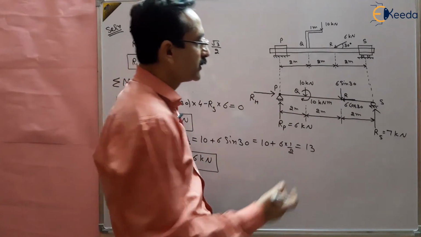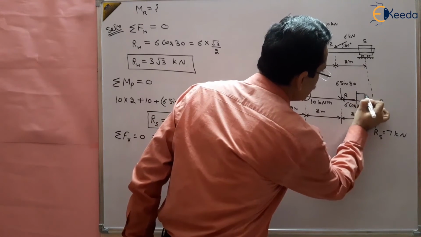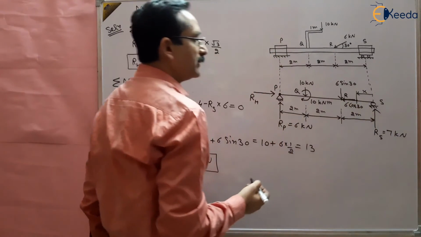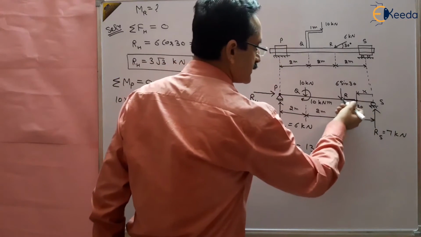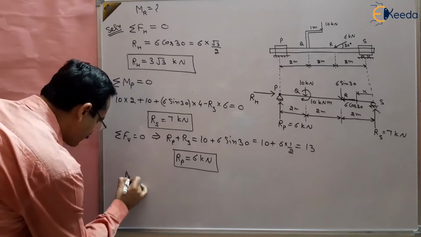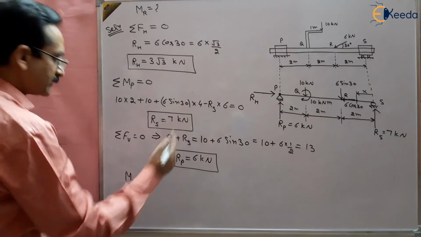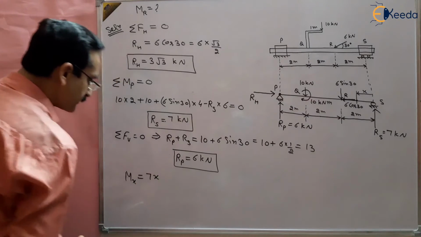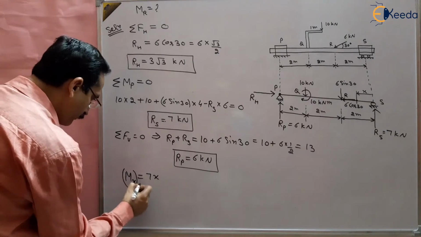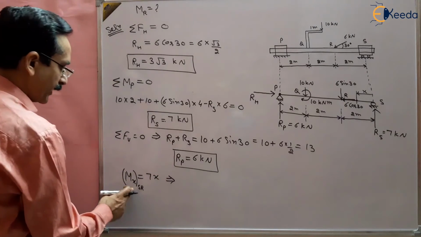Only a moment can affect the bending moment at that point. So we can take any distance x to the right of the section, find out the moment at this point x, and then find out the moment at point R, right? So the moment at point x will be equal to 7x, and it will be valid from S to R.